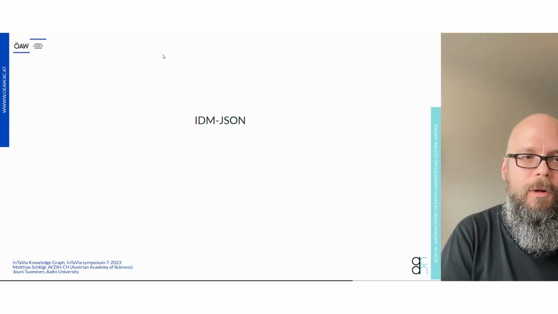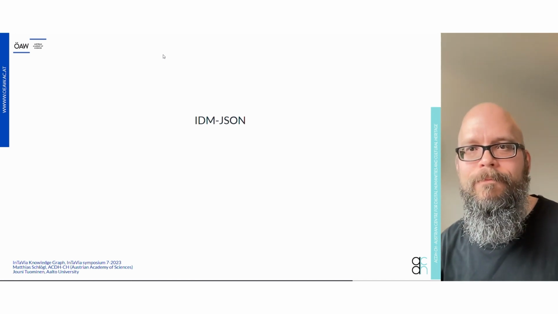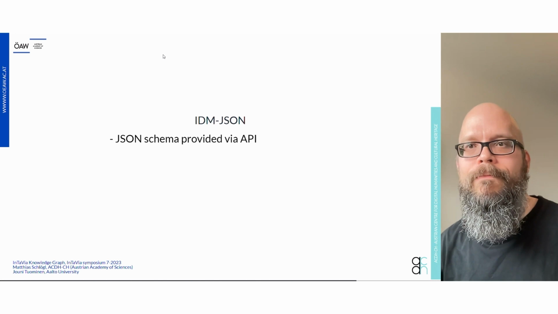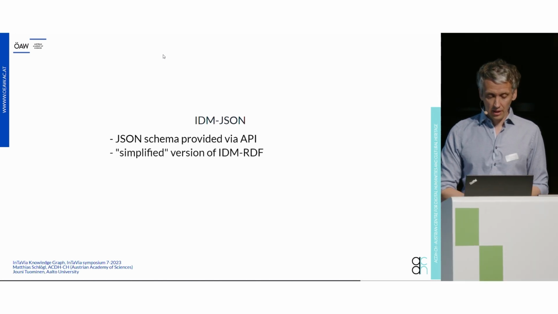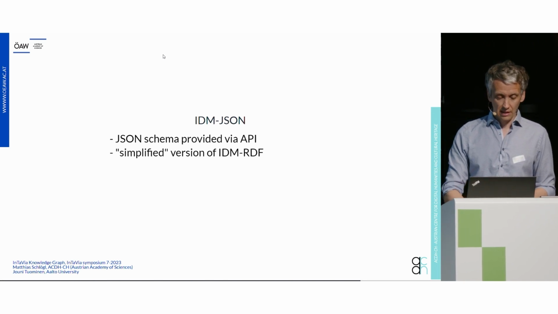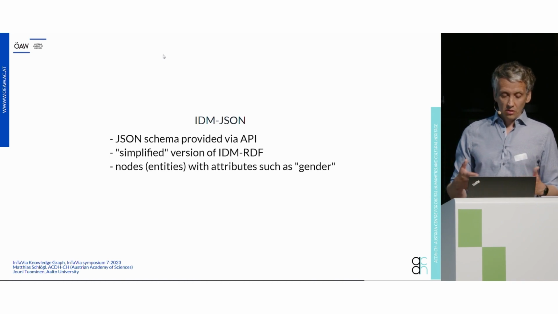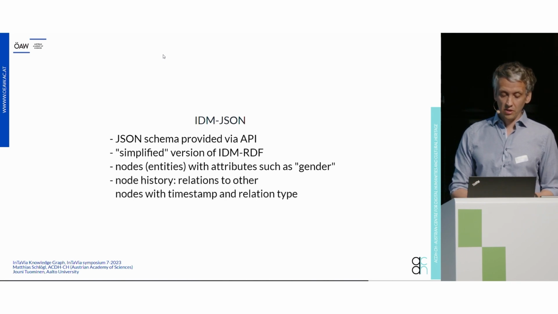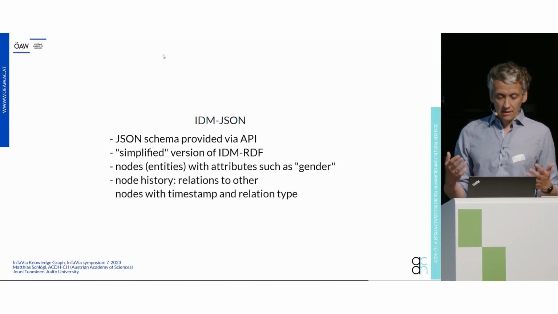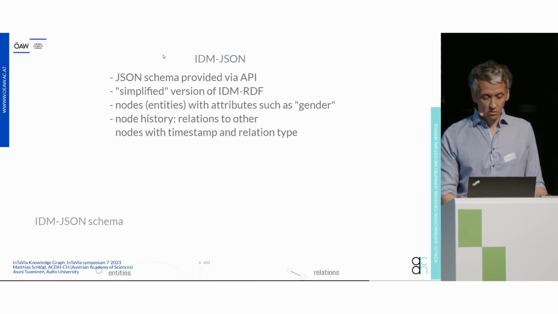And Matthias will now continue with the JSON part. Okay, yeah. So given that we're already pretty far in time, I'm going to just quickly run you through the IDM JSON. The IDM JSON is our JSON schema provided via the API. That's what I already showed in a previous slide. It should be a simplified version of the IDM RDF. The nodes and the entities can have attributes which they can't in RDF. And the node history is basically a list of relations to other nodes with a timestamp and a relation type. So that is the role that we saw already in Jouni's slide.